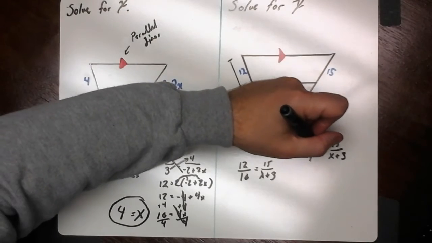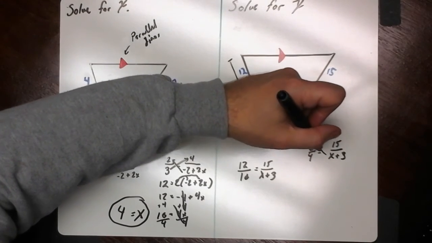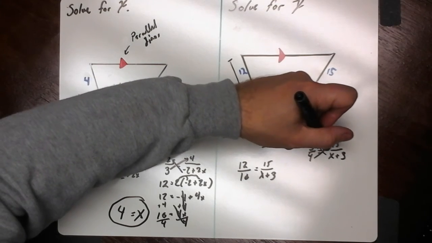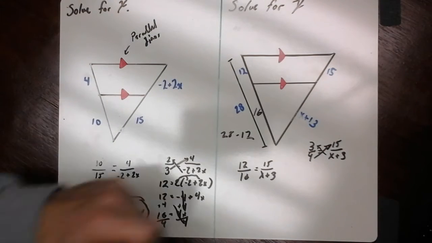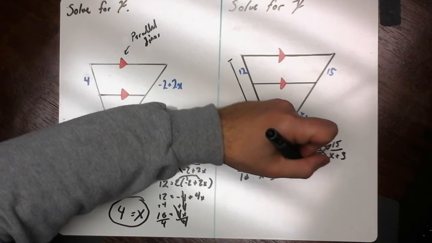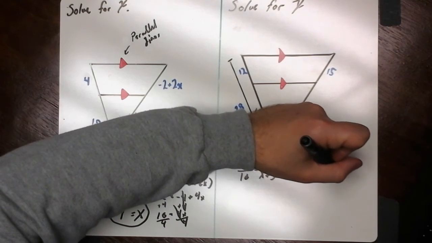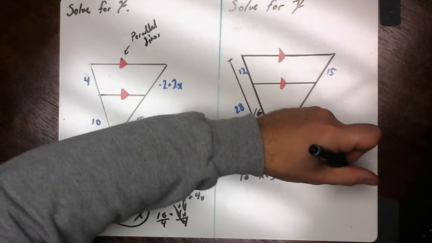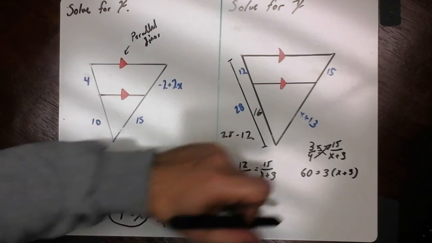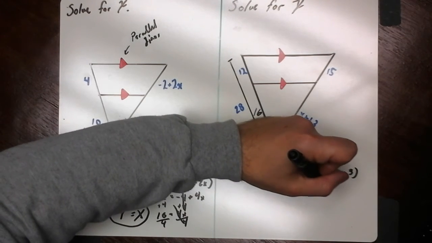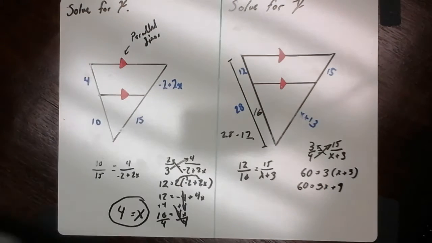Now I'm going to cross multiply. So that expression or statement is going to go to the 3. And then that 4 is going to go to the 15. So I'm going to get 60 equals 3 times x plus 3. So now I have 60 equals 3x plus 9.